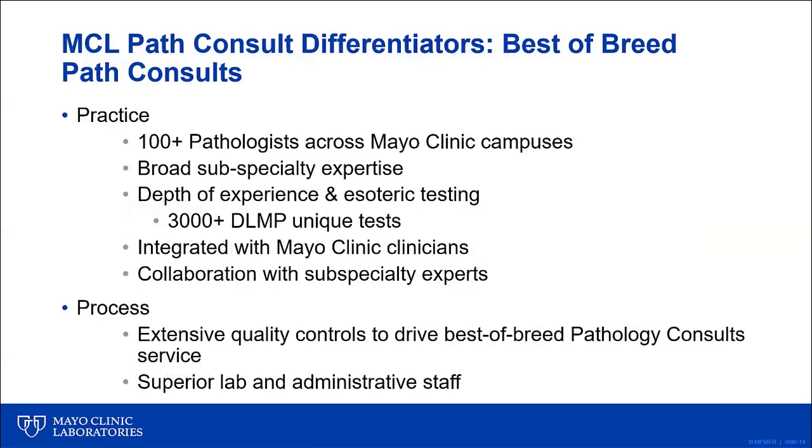Our practice has over 100 pathologists across our campuses with broad subspecialty expertise falling into 19 categories. Our depth of experience in esoteric testing includes over 3,000 Department of Laboratory Medicine and Pathology tests. Naturally, we are integrated with our clinical practice and consistently collaborate with subspecialty experts within our department. Our processes have extensive quality controls to drive the best of breed pathology consult service. And of course, we couple that with superior lab and administrative staff.